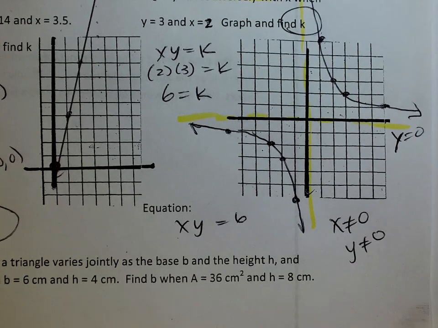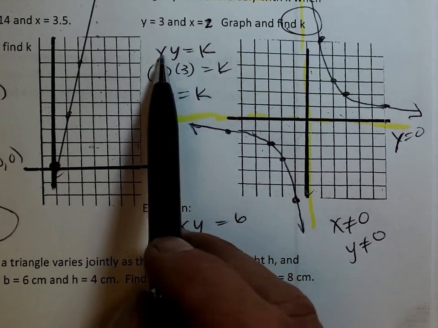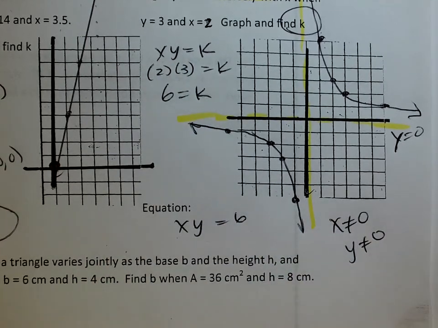Okay? So if it is inversely, we use the xy. What times what makes 6? Lots of combinations, right? But not 0. 0 won't work. 0 times anything is 0. It's not going to be 6, right?